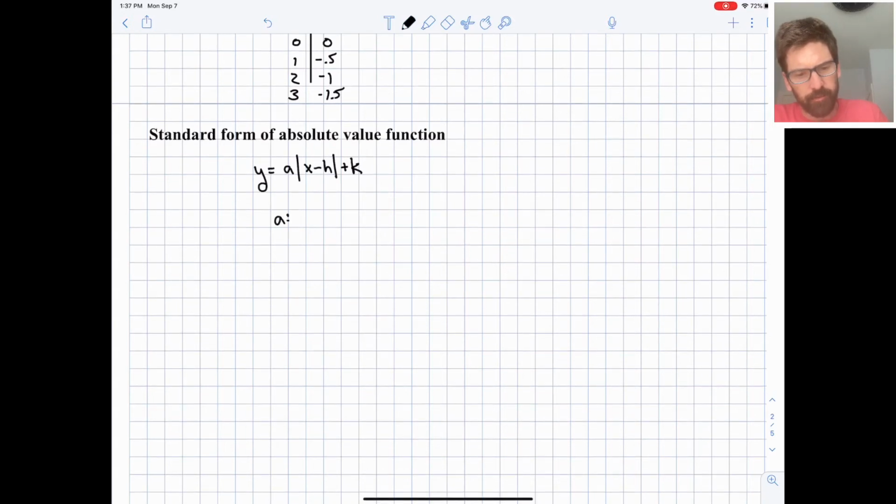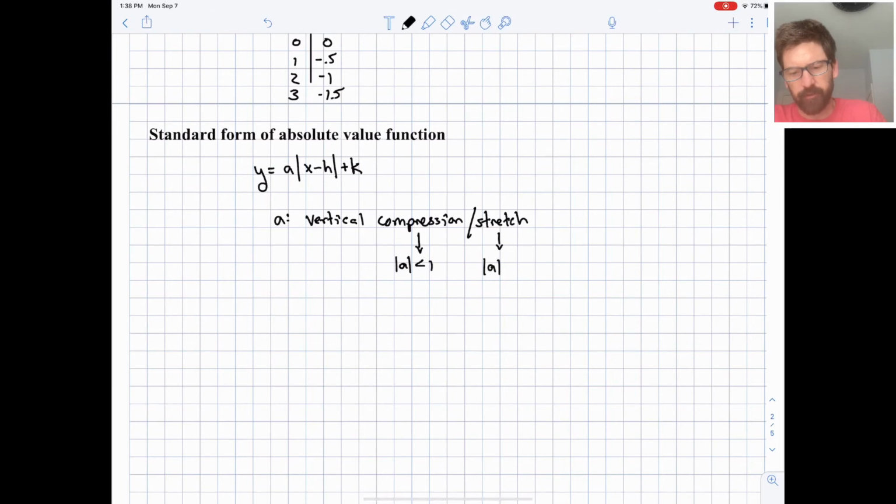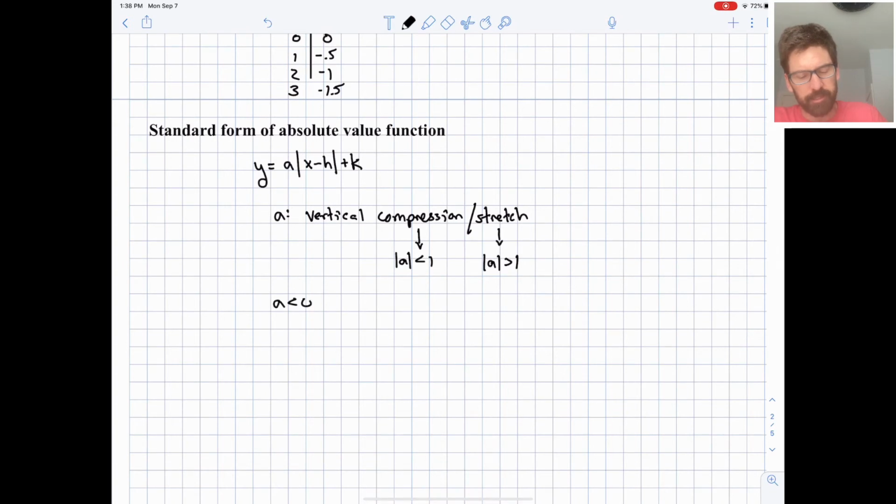A is dealing with a vertical compression or the vertical stretch. And it's a vertical compression if the absolute value of A, in other words, not caring about the sign of A, just caring about the magnitude of A, is less than 1. And it's a vertical stretch if the absolute value of A is greater than 1. Okay? And then additionally, if A is less than 0, we get a vertical reflection. So that's a reflection across the x-axis. Okay, so an up-down reflection.